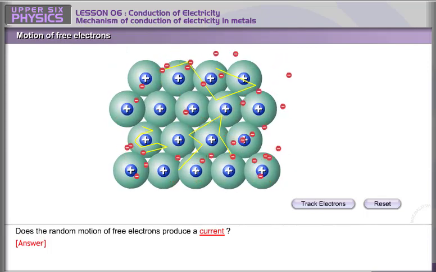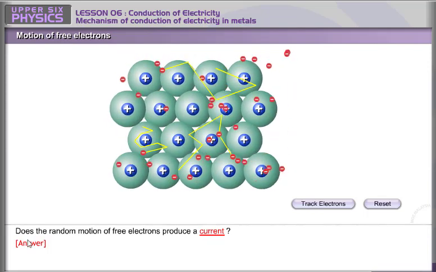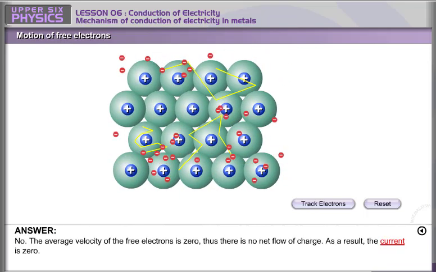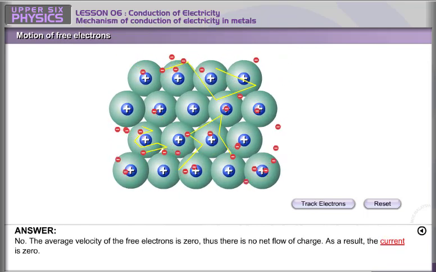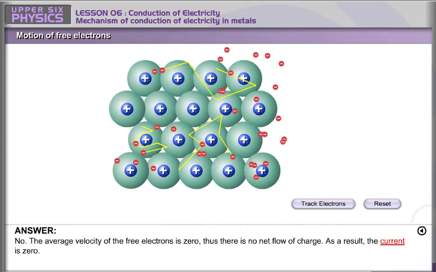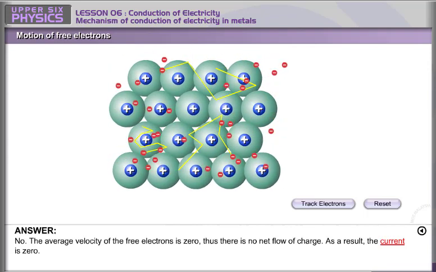Does the random motion of free electrons produce a current? Answer: no. The average velocity of the free electrons is 0. Thus, there is no net flow of charge. As a result, the current is 0.